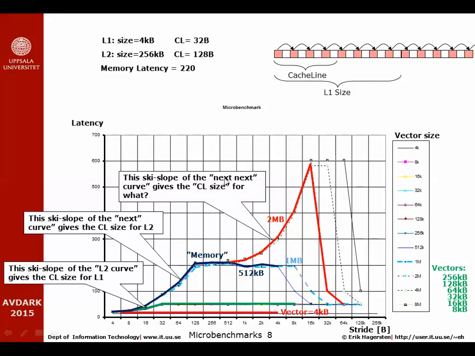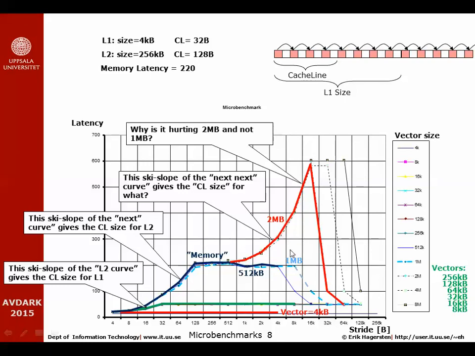So why does this ski slope go up? This ski slope correlates to some kind of cache line size. It's not really cache line, it's cache line-like behavior. What is going on here? And why is it hurting this curve, which is the 2 megabyte curve, and it wasn't hurting the 1 megabyte curve? What is happening here between 1 megabyte and 2 megabytes?